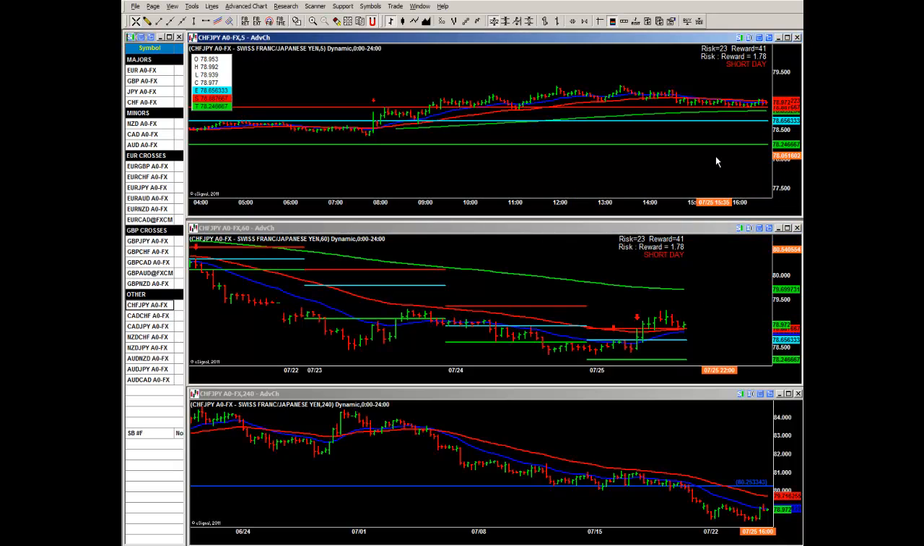The second issue is this. I'm going to use the 5 minutes. It doesn't matter which chart I use. I'm going to use the 5-minute chart just to demonstrate this.